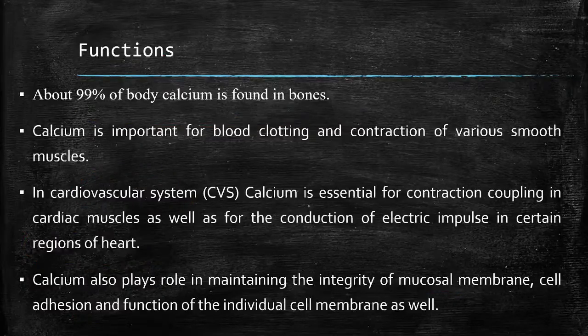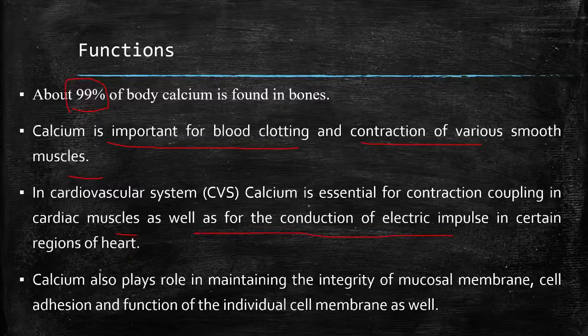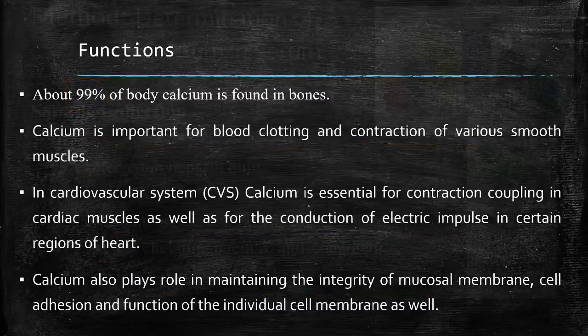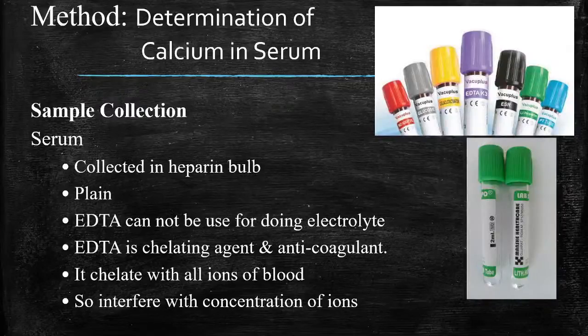Okay. Function: 99% of calcium is present in bones, and calcium is important for clotting and contraction of smooth muscles, including heart. So calcium is essential for excitation-contraction coupling in cardiac muscles, as well as for the conduction of electrical impulse in certain regions of heart. Okay, so it plays a role in maintaining the integrity of mucosal membrane, cell adhesion and functions of individual cell membranes. So how is it determined?